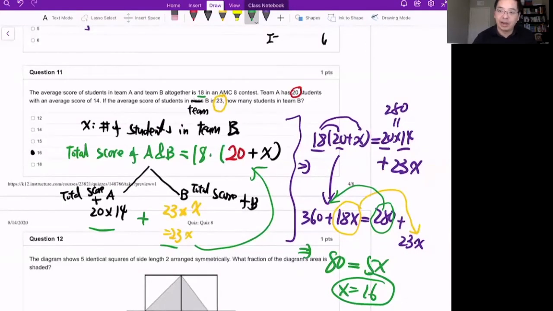So here we use algebra. We introduce a variable, and we set up an equation.